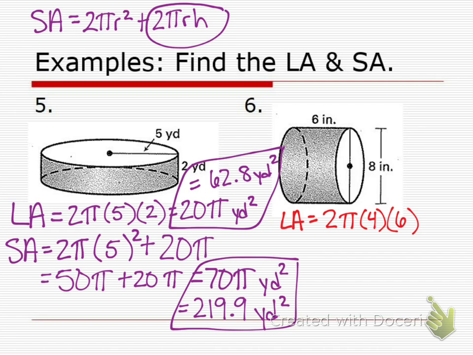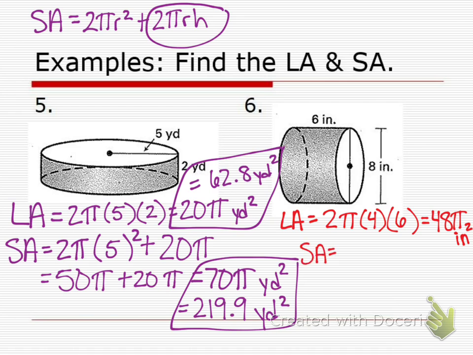All right, if I multiply my 2 times 4 times 6, what do I get? 48 pi. Our units would be inches squared. If you want to multiply the 48 times the pi, that's fine. I would not recommend doing that, especially on lateral area, though.